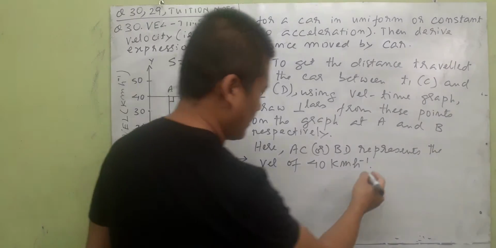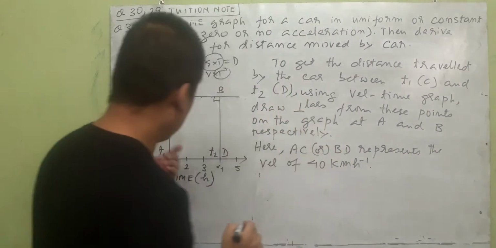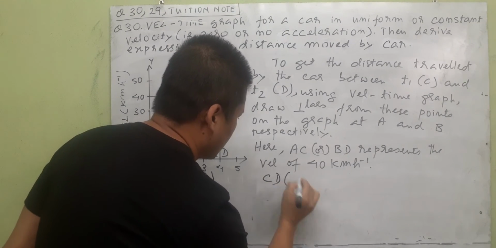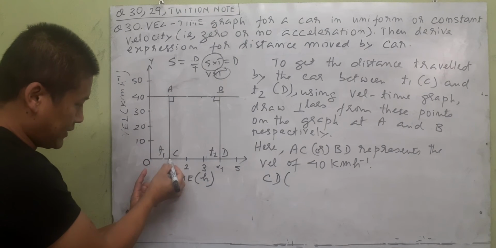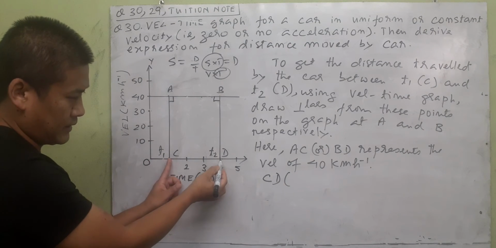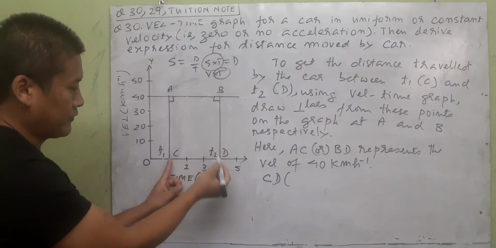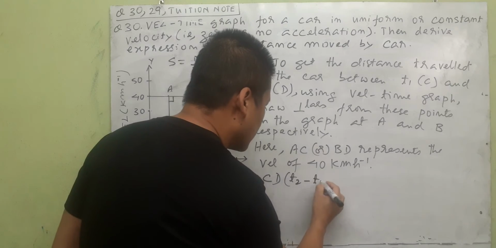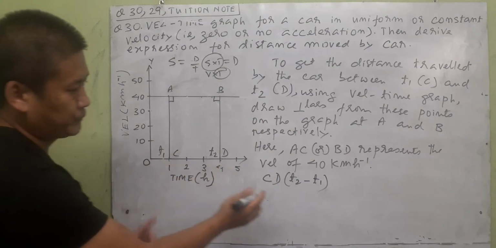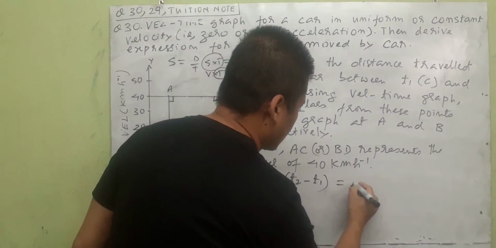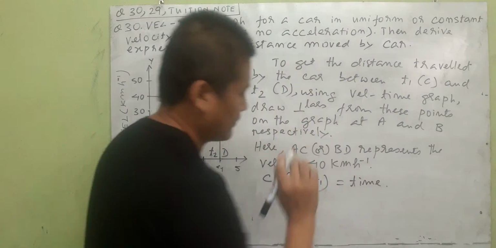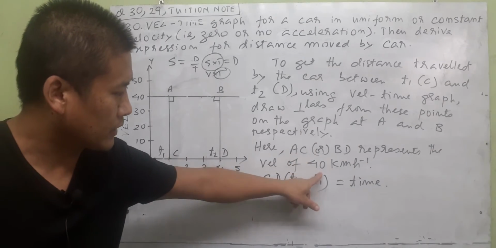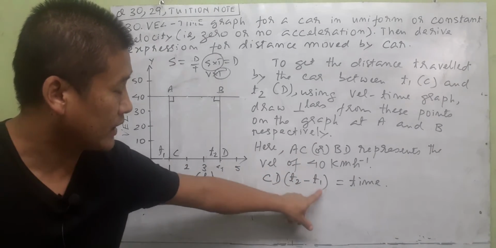And you write here, this CD, which is nothing but the taken points between T1 and T2, C and D. This CD is the time that we need for the formula to calculate. CD is nothing but T2 minus T1, which is the time. So we now have the velocity, which is 40 km per hour, and the time, which is CD or T2 minus T1.